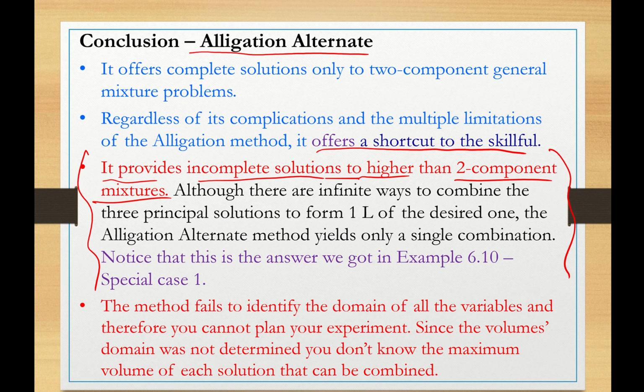The most important disadvantage is that the alligation alternate method fails to identify the domain of all variables, and therefore you cannot plan your experiment. You don't know the permissible values of these three volumes, so you can't plan your experiment.